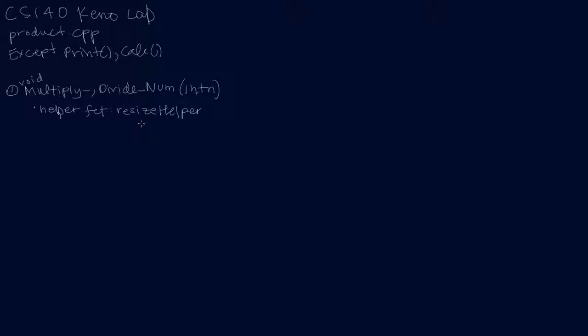If you take a look at the lab write-up, the description for multiply and divide number is very simple. It says you need to make sure that n is an index in your numerator and denominator respectively. As long as it's indexed in there, meaning the numerator and denominator are large enough in size, then all you have to do is increment numerator or increment denominator depending on the function. So I used this resize helper to, one, check if n was an index in the numerator and denominator, and resize if necessary. So resize the numerator or denominator if it wasn't.